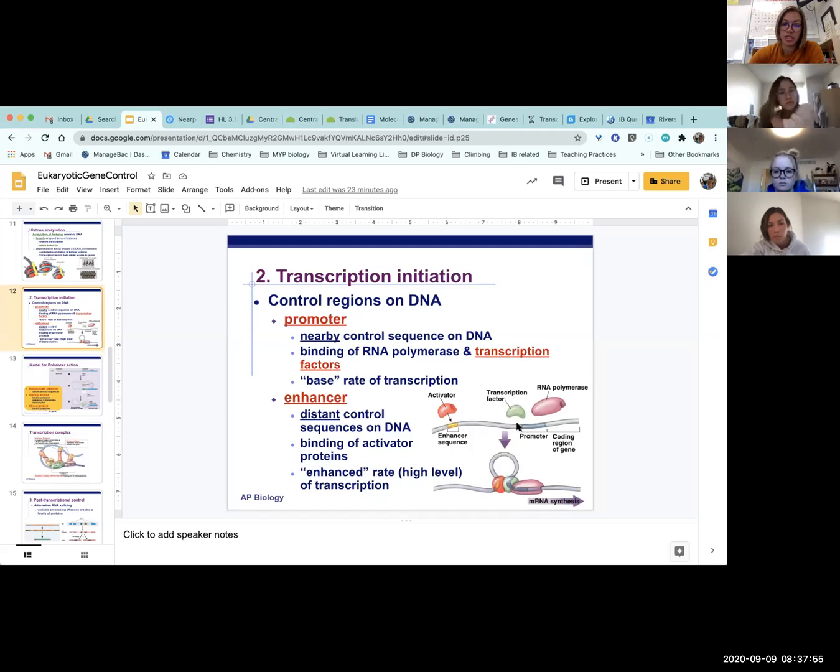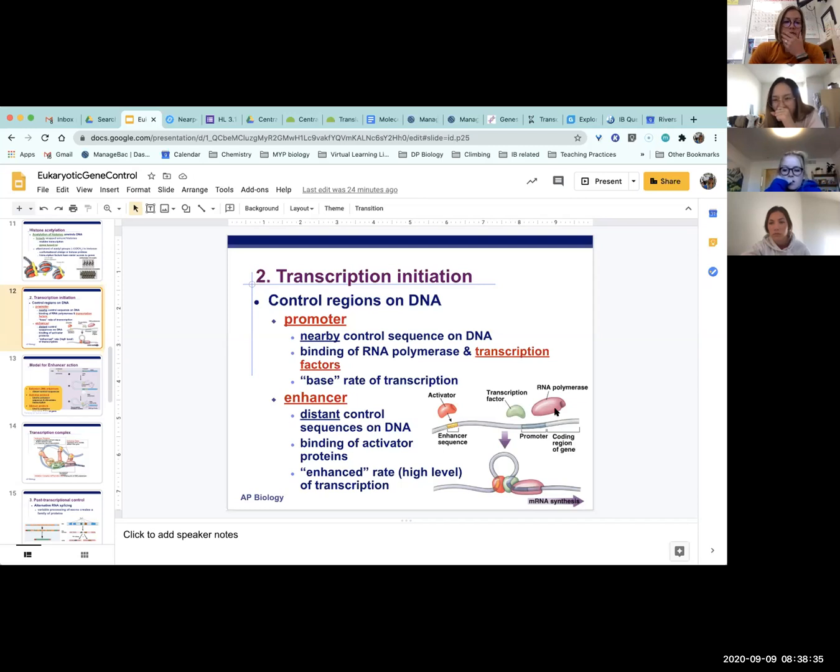So if this is our gene here, we have enhancer sequences, but really the big one here is this promoter. And if that promoter isn't working properly, then it will likely not get transcribed. So if that promoter sequence isn't working properly, then that RNA polymerase isn't going to be able to bind on, and then that gene won't get transcribed.